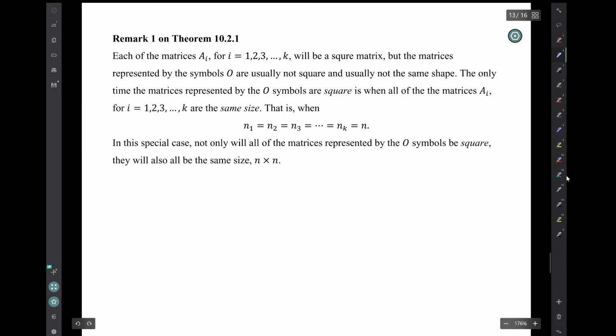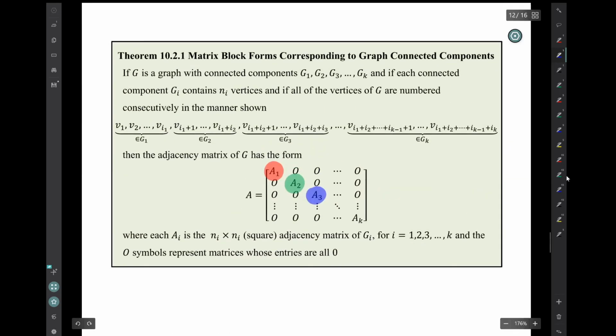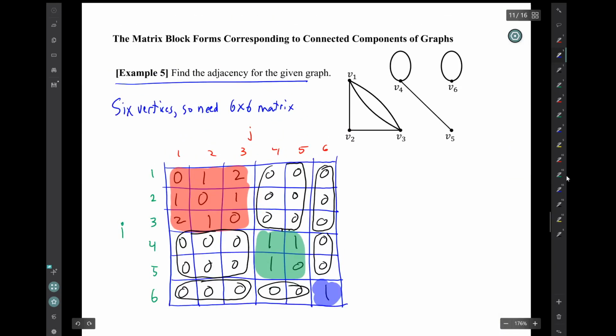So a couple of remarks. Again, each of the matrices on the diagonal is a square matrix, but the matrices represented by the symbols 0 are usually not square, and they're usually not the same shape. So notice, this matrix is 3 by 2. This matrix is 3 by 1. They're not square, and they're not the same shape.